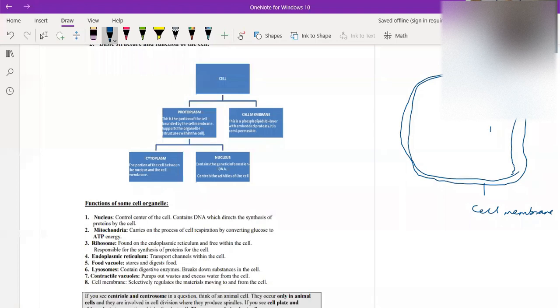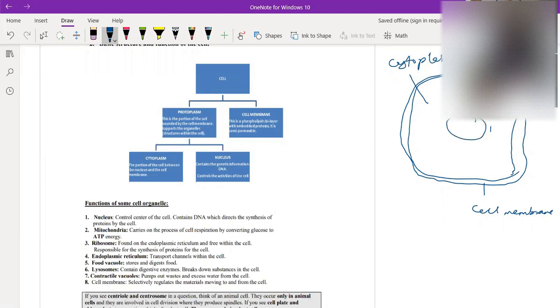Okay, so the protoplasm is made up of the cytoplasm. So this is the cytoplasm. And then you have the nucleus in there. So this will be the nucleus. Okay, so the protoplasm is made up of the nucleus and the cytoplasm. So you have to know those two things, right? So if you take out the nucleus, you have the cytoplasm. Okay. Great.